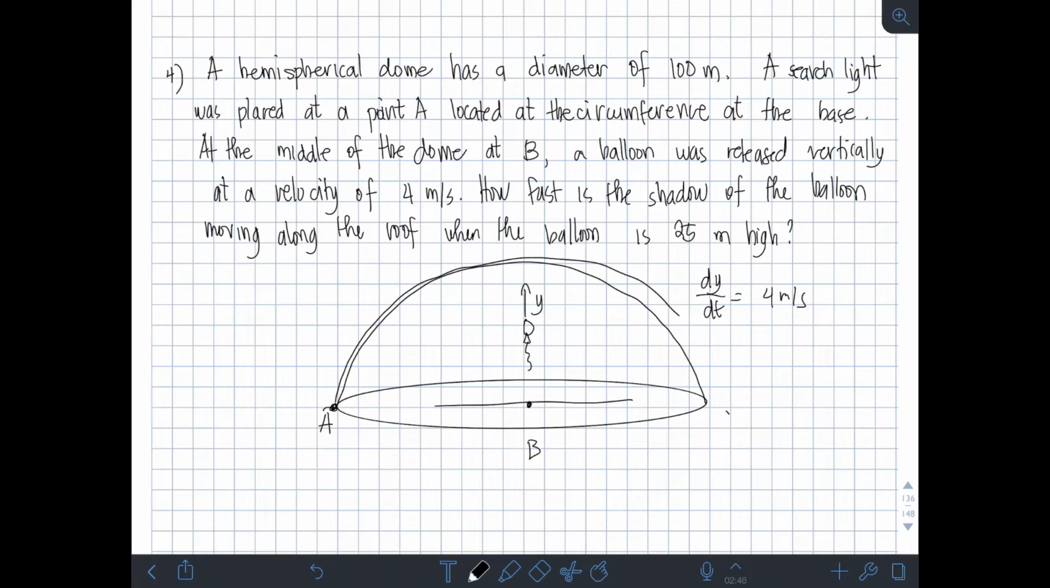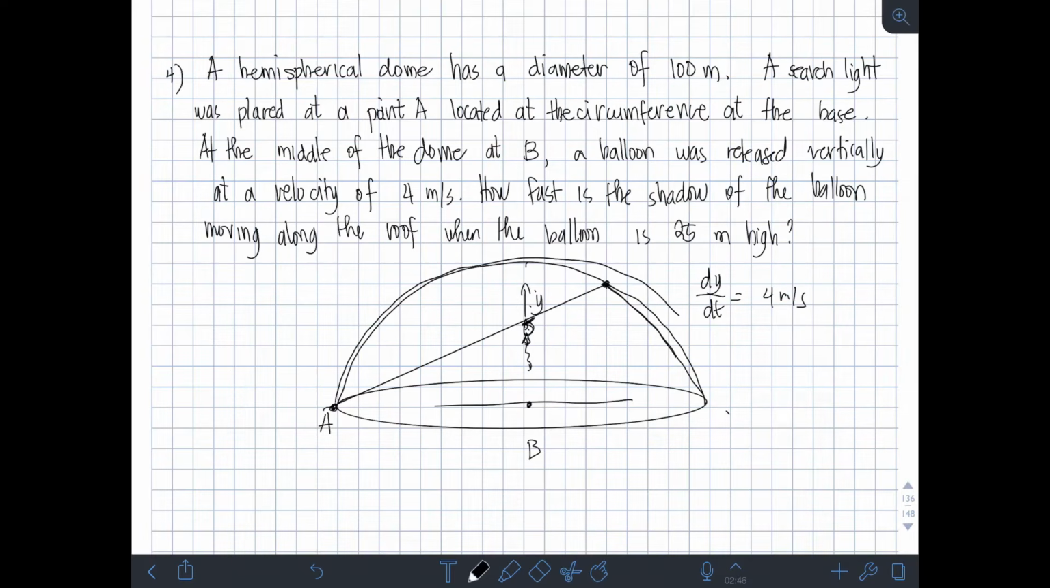How fast is the shadow of the balloon moving along the roof when the balloon is 25 meters high? Okay, so syempre, meron tayong searchlight dito, right? Habang nagmo-move yung ating balloon pataas, yung ilaw nitong searchlight is tatama dito sa balloon. Therefore, magpuproduce siya ng shadow. So, nagbabago yung ating shadow, nagmo-move siya along dito sa roof, right? Habang pataas siya ng pataas yung balloon, pakyat siya ng pakyat dito sa dome.